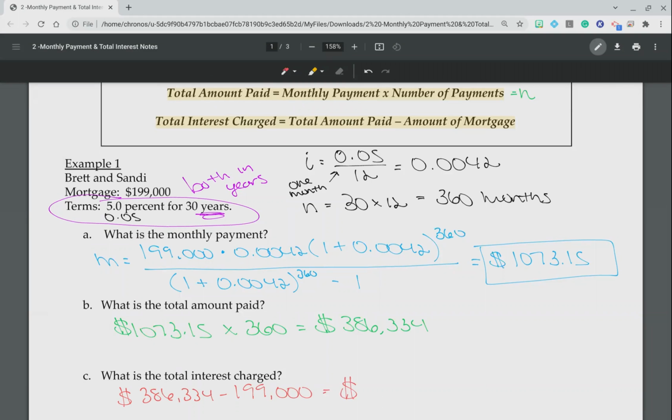So Brett and Sandy here paid a whopping $187,334 in interest for their house. Isn't that crazy? They bought a house for this much money, and since they had a mortgage loan and had to pay interest, this is how much extra money they had to pay on that mortgage loan. Yikes. Sometimes adulting is not fun.